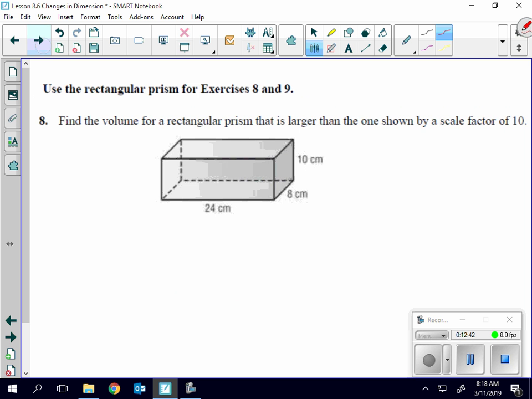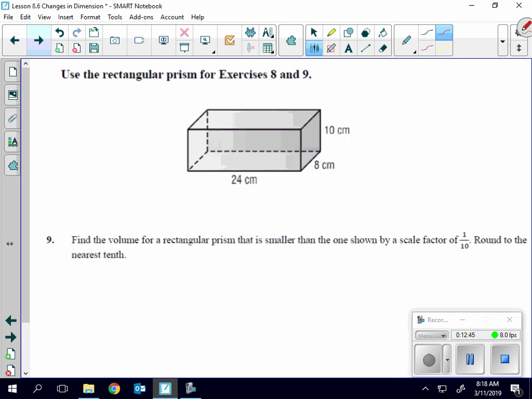All right. Number 9, 8, and 9 both use that picture there. So we're doing number 9. Find the volume for a rectangular prism that is smaller than the one shown here by a scale factor of 1/10. Well, we need the original volume. So the original volume is this times this times this. So 24 times 8 times 10. So the original volume, I'll call it V sub O, is 1,920 centimeters cubed. Length times width times height.